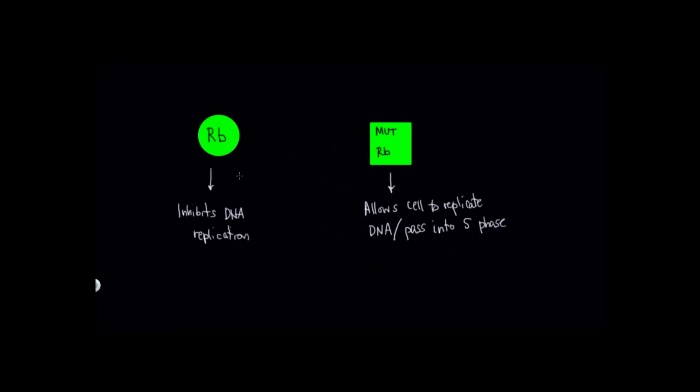So again, normally functioning RB protein inhibits DNA replication until it gets an all clear. If RB is not working properly, if you've got a mutant form of it, it's going to allow the cell to replicate the DNA and pass into S phase.